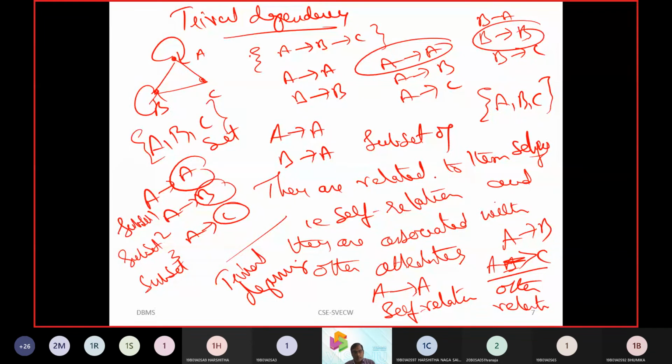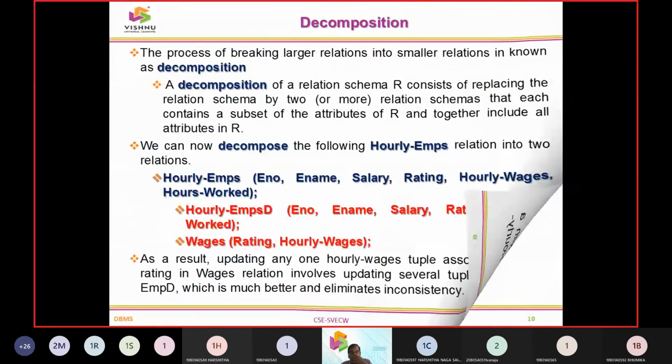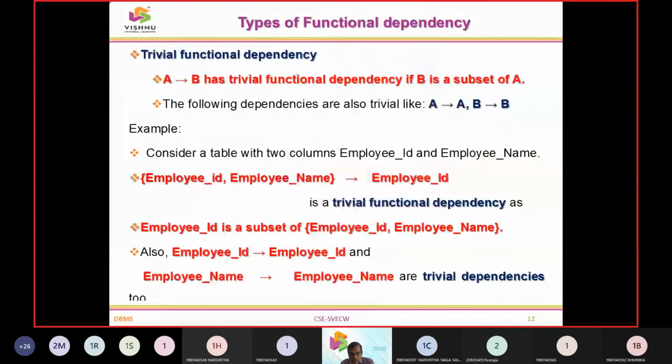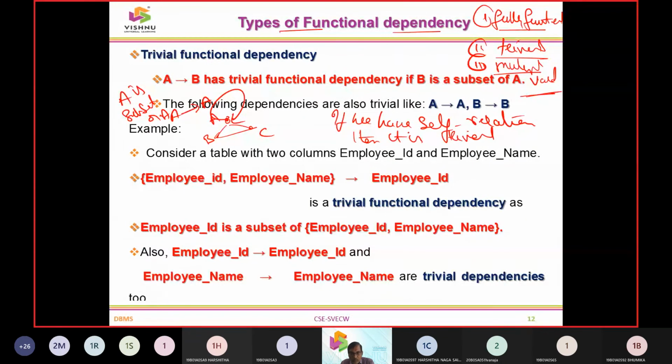So in trivial dependency, the takeaway was we have a main set. In that main set, we have self relations. Along with self relation, it can have a relationship between other attributes. So that was one form of functional dependency.